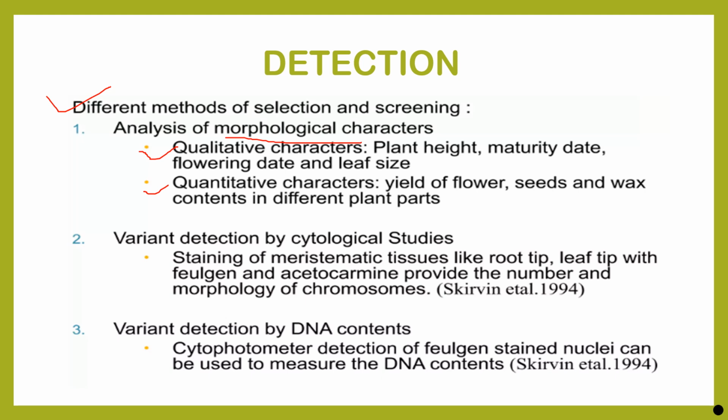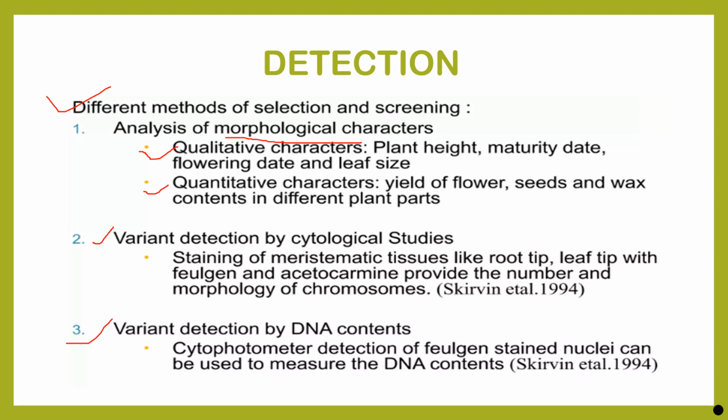Okay. Second one is variant detection by cytological studies. Staining of meristematic tissue like root tip, shoot tip, leaf tip with Feulgen and acetocarmine shows the number and morphology of the chromosomes. We stain these thin slices of meristematic tissue, keep them under the microscope and check the chromosomal morphology for aneuploidy, polyploidy, etc. Right? Then variant detection by DNA content.